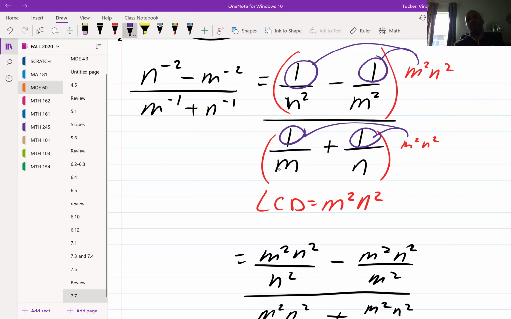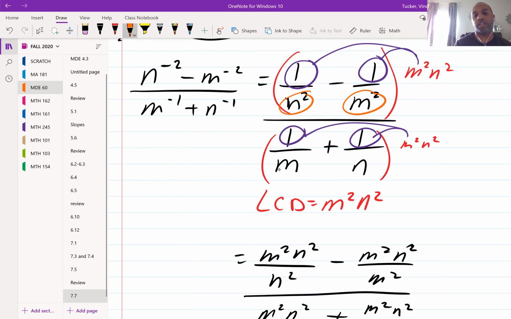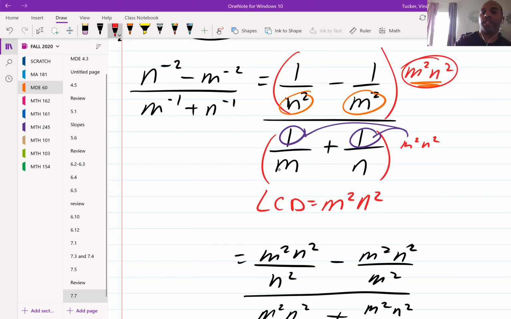The n squared and the m squared are in our denominators. We're multiplying this m squared, n squared by the ones that are in the numerator, by this one right here. So we don't even worry about the denominators. Not yet. The denominators are going to cancel at some point, but we're not multiplying times the denominators.